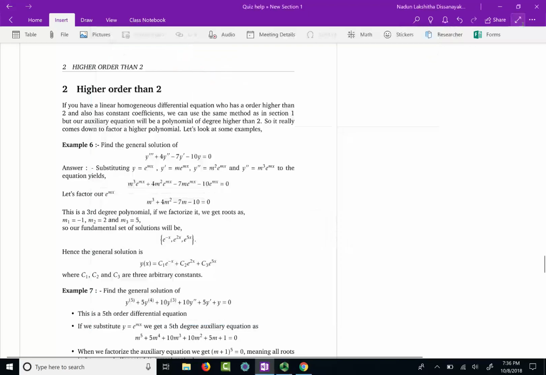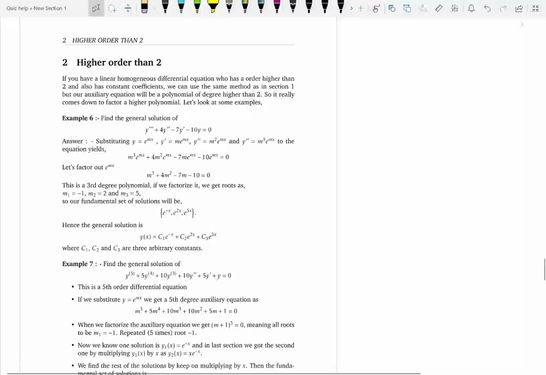Okay, so we learned the three cases and we did all of them for second degree polynomials or quadratic equations. Now, how about if we get a differential equation that has an order higher than 2? If you have a differential equation which has constant coefficients, which is linear, which is homogeneous, then we can use the same method, right?